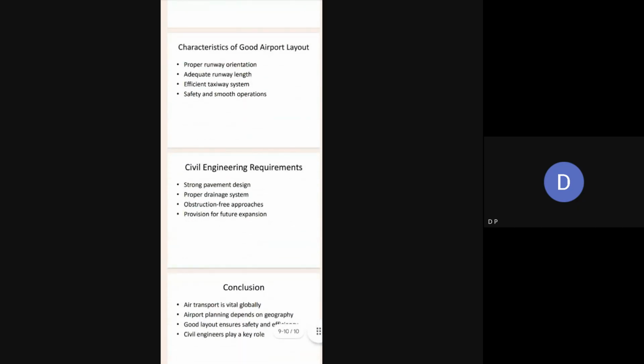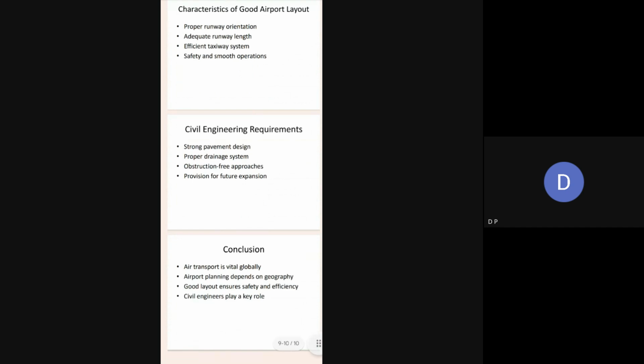The civil engineering requirements: strong pavement design, proper drainage system, obstruction-free approaches, and the provision for future expansion. Conclusion: air transportation is vital globally, and airport planning depends on the geography. A good layout ensures safety and efficiency. The civil engineers play a key role.